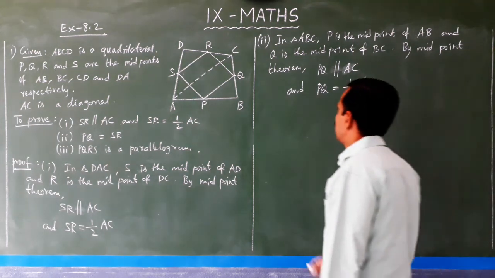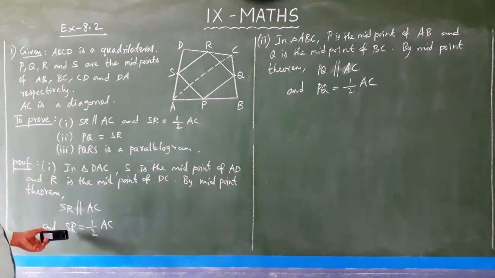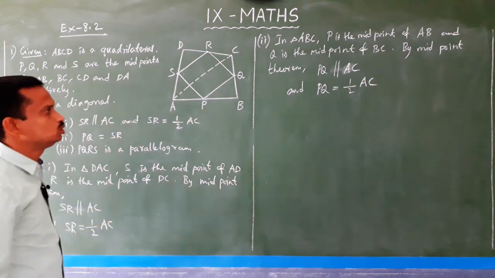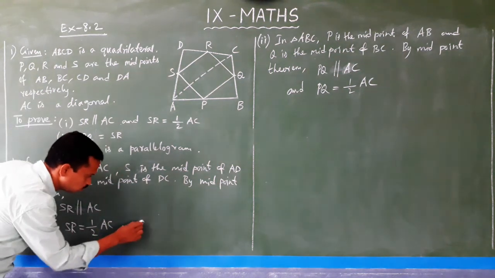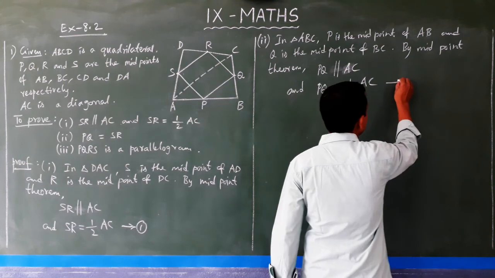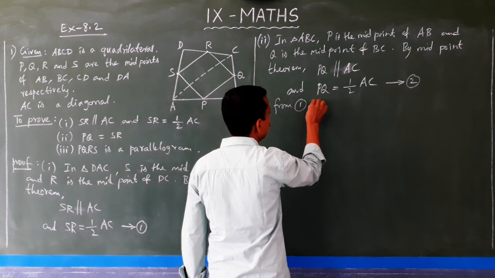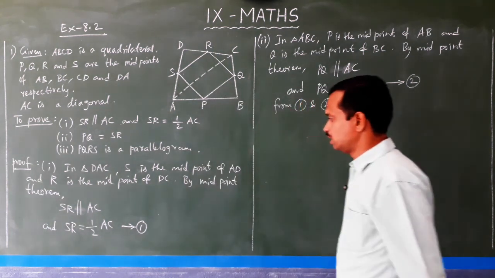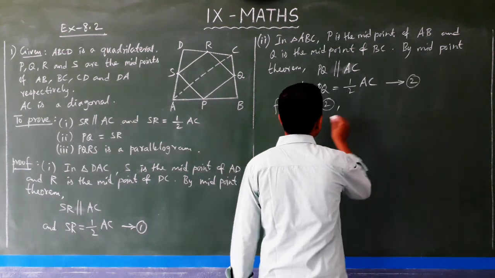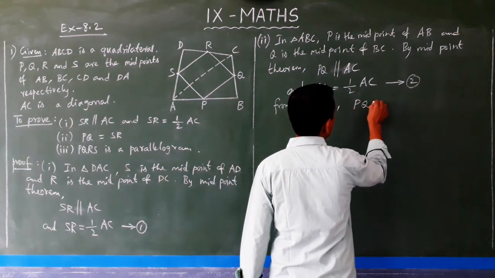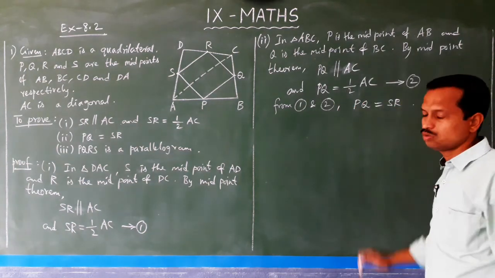Clear? Here SR is half of AC. In option 2, PQ is half of AC. You can name it equation 1 and this equation 2. From equation 1 and equation 2, we can say that the right hand side is equal, so the left hand side is also equal. PQ equal to SR. That's the proof. PQ equal to SR, and now we have proved it.